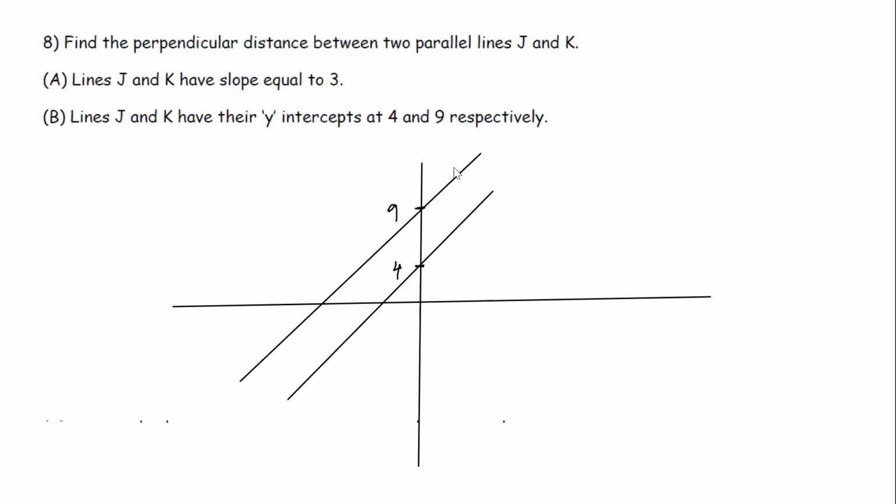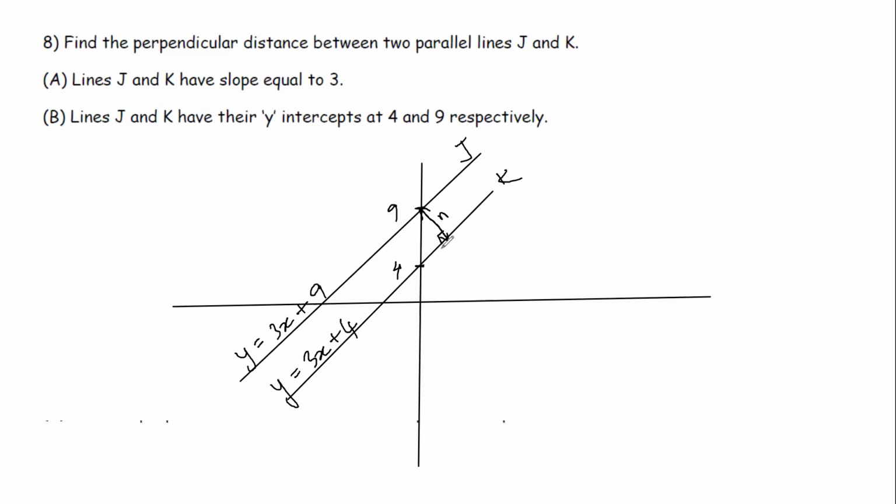So let's give the equations: y equal to 3x plus 9, and y equal to 3x plus 4. Correct? These are the equations I get. Now I need to find the perpendicular distance. So let this be the perpendicular distance between the two parallel lines J and K. Let's call it n. So this distance n I need to find out, right?